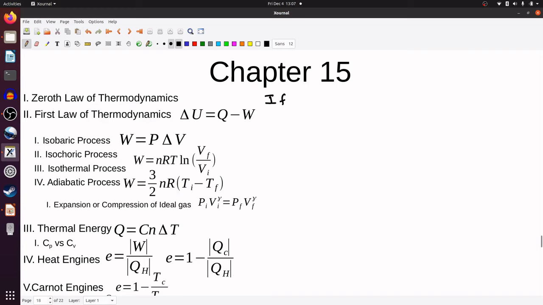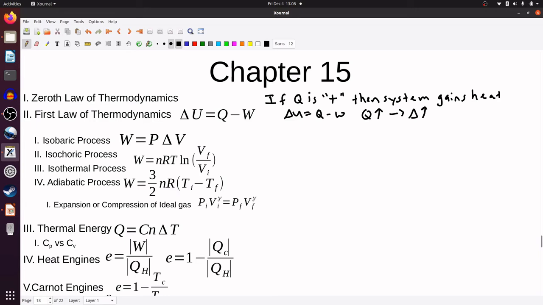If Q, the heat, is positive, then the system gains heat. So we know that delta U is equal to Q minus W. If this is positive, that means your system gains heat, and that means your internal energy is going to increase, which makes sense.